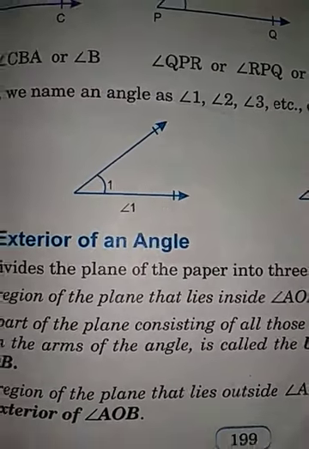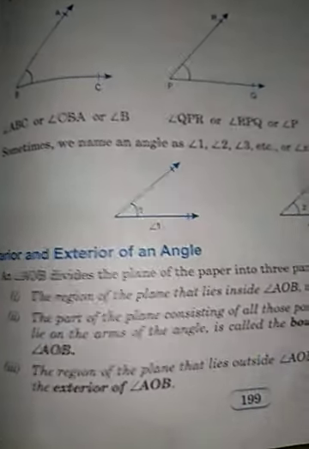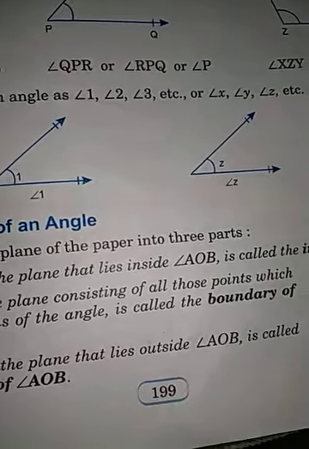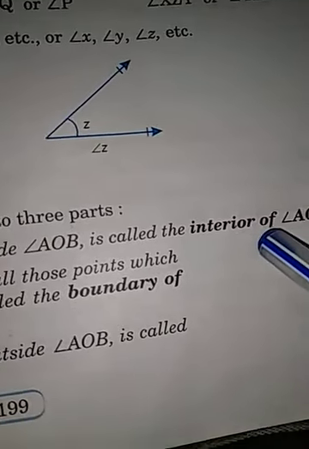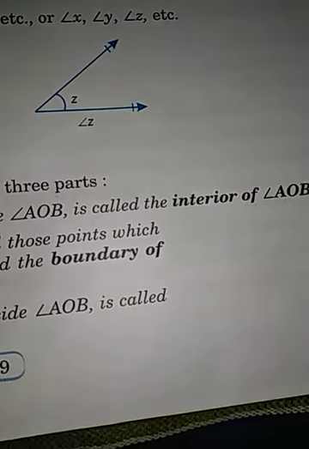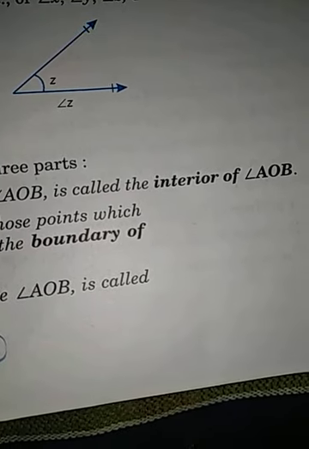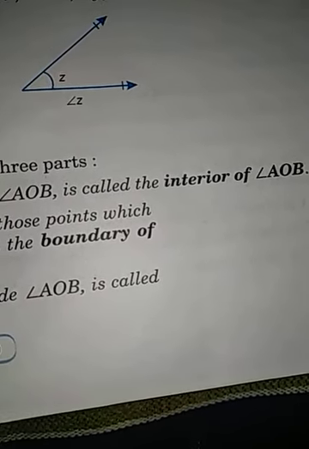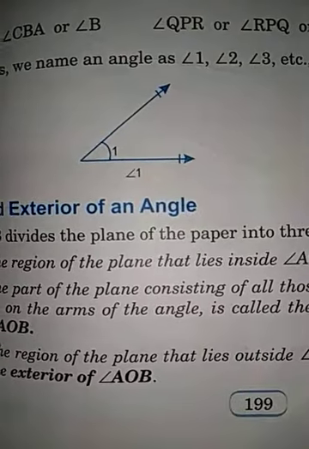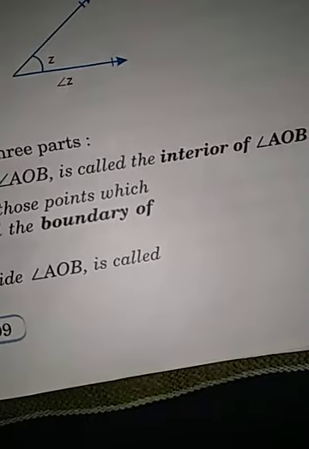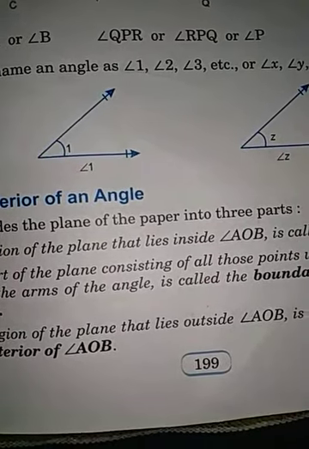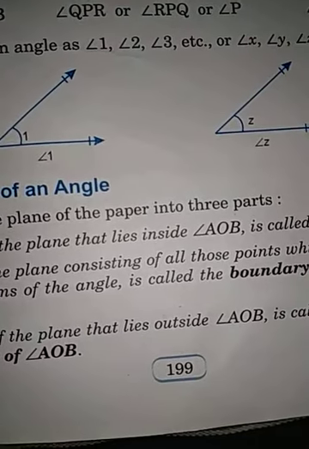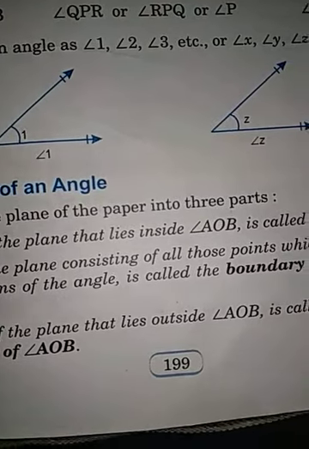Now, exterior and interior of an angle. An angle AOB divides the plane of the paper into three parts. One is the region of the plane that lies inside the angle AOB, called the interior of the angle AOB. The second part consists of all those points which lie on the arms of the angle, called the boundary of the angle AOB. And the third part is the region of the plane that lies outside angle AOB, called the exterior of angle AOB. So an angle divides the plane into three parts: the interior of the angle, the exterior of the angle, and the boundary of the angle.